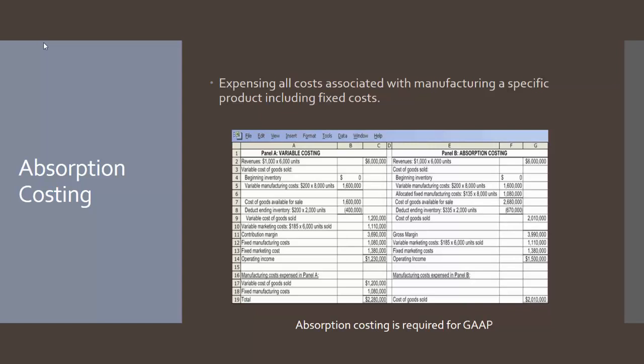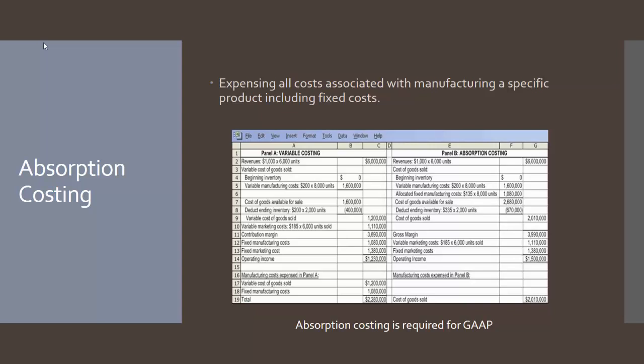Let's assume they don't have any beginning inventory, and that the variable cost of manufacturing these goods would be $200 a piece. If they produced 8,000 units at $200 a piece, they would have had $1.6 million in variable costs. Since they didn't have any beginning inventory, that would be their cost of goods available for sale. If they made 8,000 units and only sold 6,000 units, they would have 2,000 left in inventory at the end of the period. If we multiply that by the $200 unit variable cost, we would be valuing our ending inventory at $400,000.